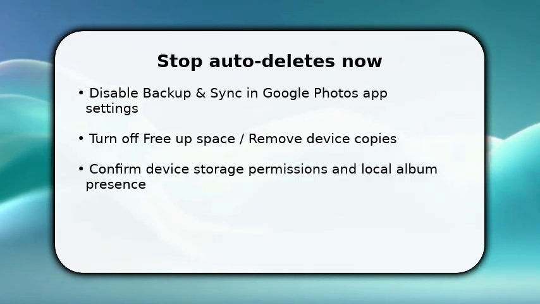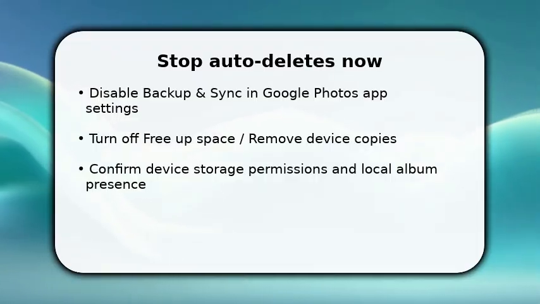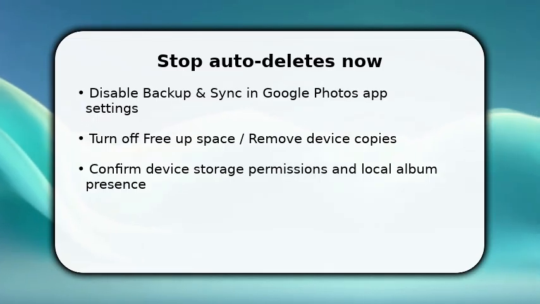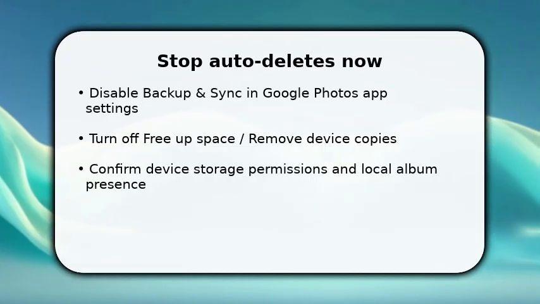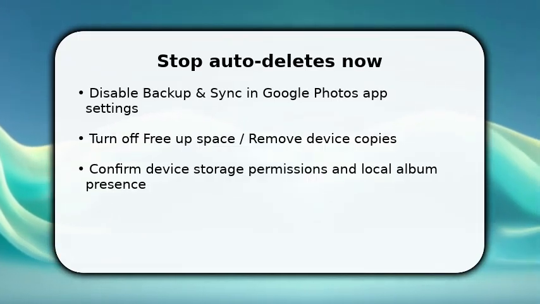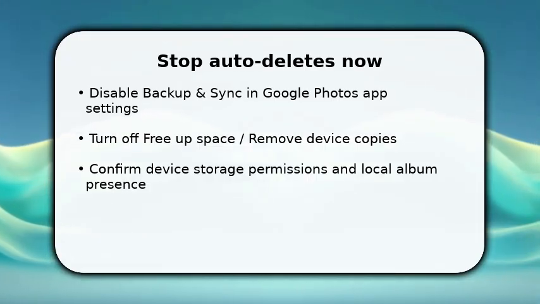Next, immediately turn off free up space so the app won't delete local copies after upload. Make sure the images actually exist in your phone's photos or DCIM folders and that Google Photos doesn't have exclusive storage permission. Once done, you've halted the automatic removal process.